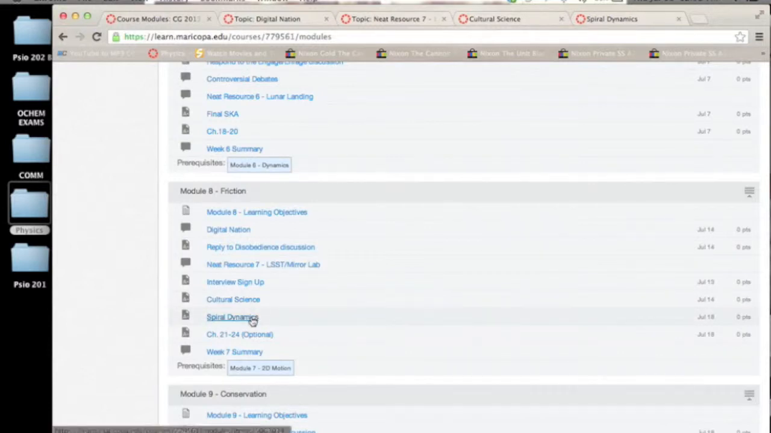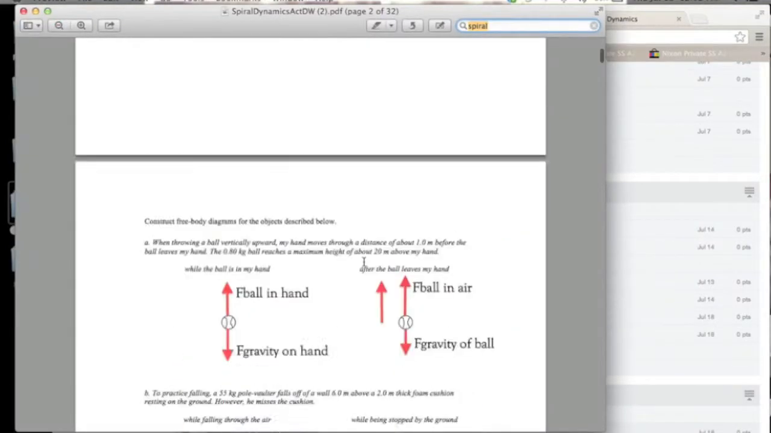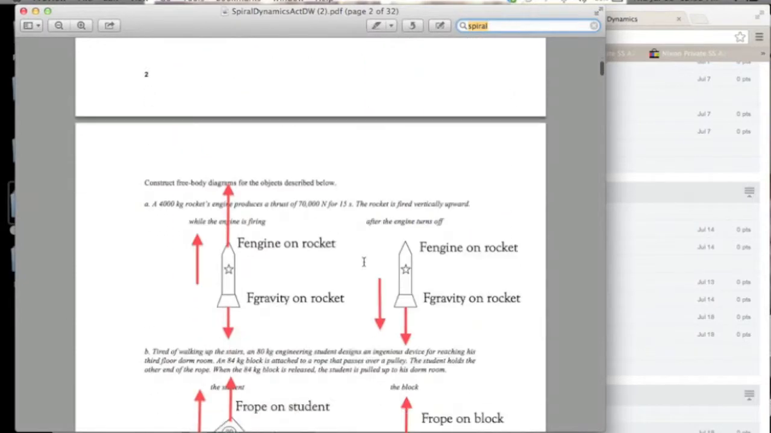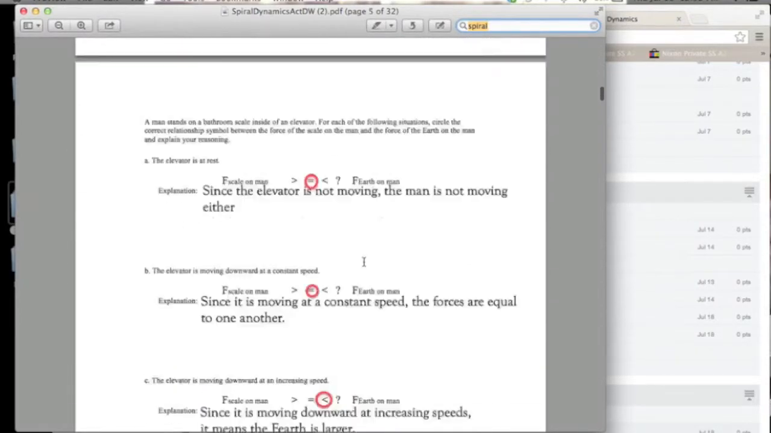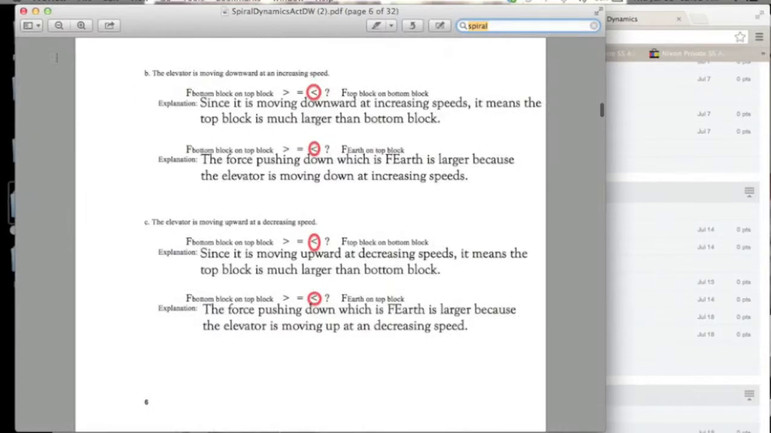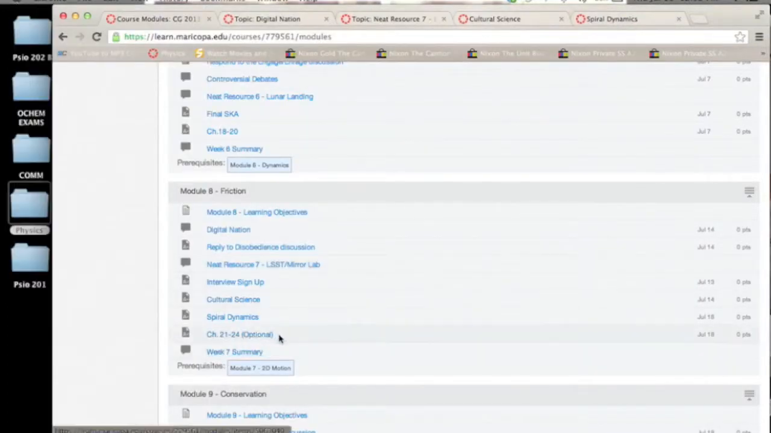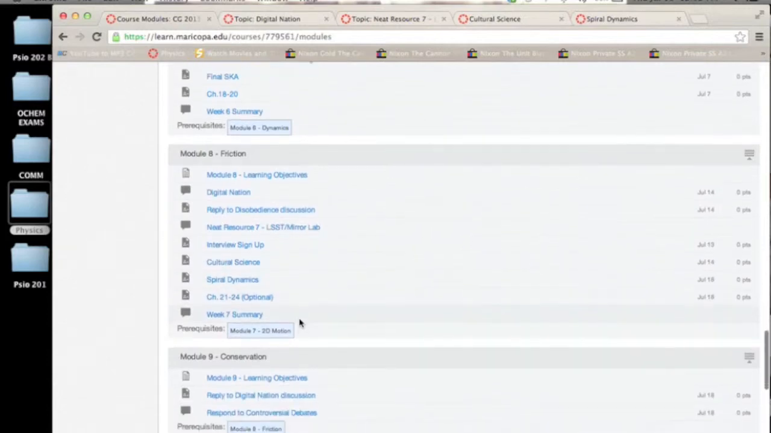And then we went into the spiral dynamics assignment. This is an assignment that talked about the different body diagrams and the forces that affect a specific object. And of course, I did this and finished it up. And then we go into our final week summary 7, which describes everything I did this week and how I could relate to it, such as the cultural science report on Biosphere, something futuristic. I'm going to be living in the future, and I wanted to see what that looked like.